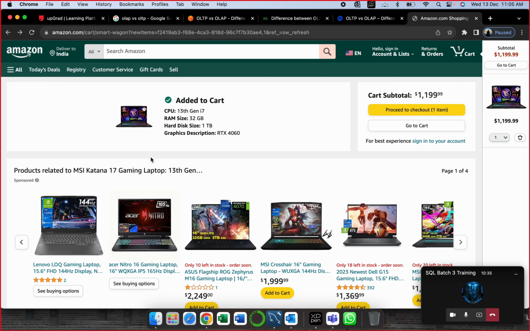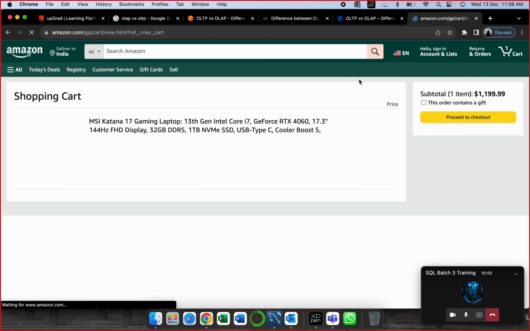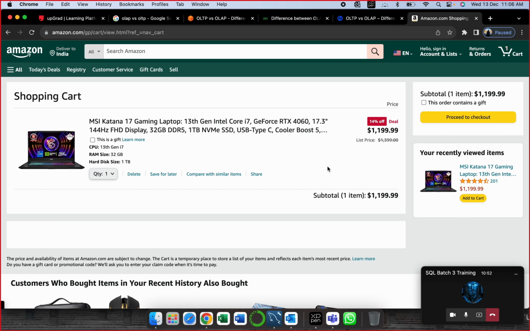When you make a payment for this product, your account gets debited and the inventory over here also gets reduced by 1, and your account gets updated with the orders that you have placed, right? So all this is happening in real time. This becomes an online transaction processing system.